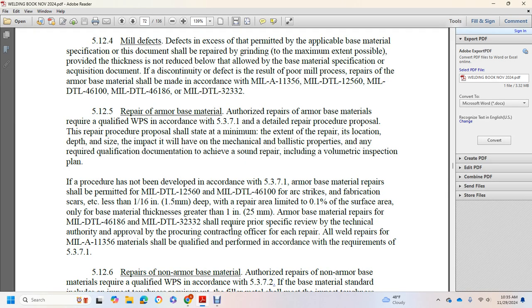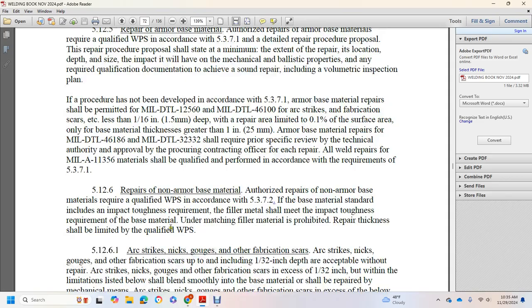Arc strikes, fabrication scars, etc., less than 1/16 of an inch with the repair are limited to 1/10 of a percent surface area. Only areas of base material thickness greater than 1 inch of the armor base material repairs for MIL-DTL-46186 and MIL-DTL-32332 shall require prior specific review of the technical authority and approval of the procuring contract office for each repair. All welding repairs of MIL-A-11356 materials shall be performed in accordance with the requirements of 5371.